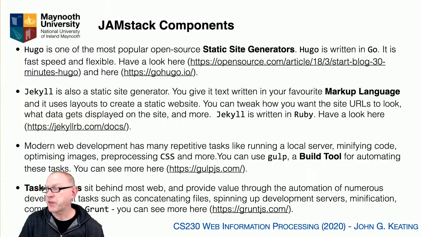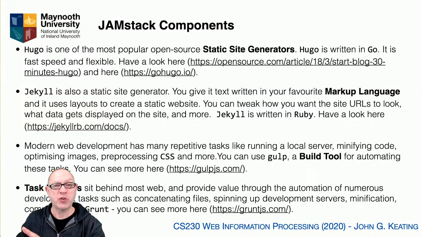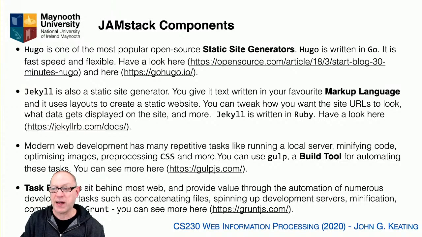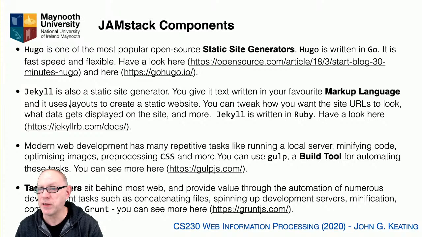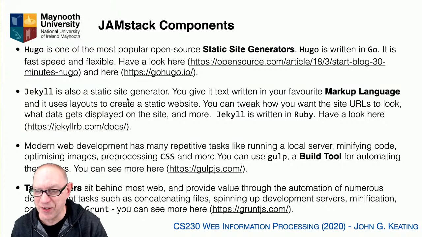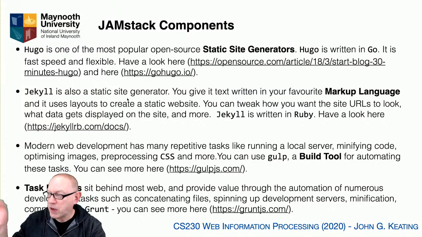It's very popular, and it's written in Go, and that's why in those earlier examples I showed you when people were looking for jobs, you'll see that Go was available as a programming language. Okay, it's fast and flexible, and you can have a look at these open source articles that I've recommended here, and you can have a look at Hugo, you can have a look at Go, and it'll tell you a little bit. You can also see Jekyll, and that's a static site generator as well, and it'll give you text written in your favorite markup language. And my favorite markup language is Markdown, and it uses layouts to create this static website, and you can tweak how you want the site URLs to look.